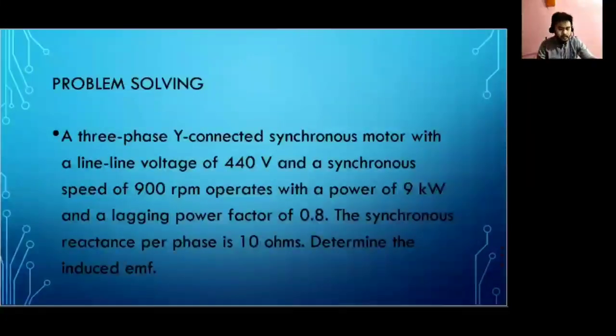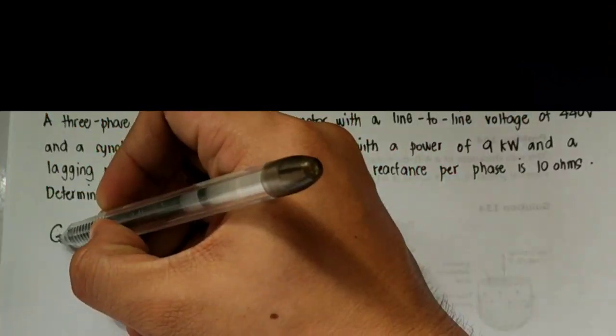Now we have a problem solving. Okay, let's try this. A three-phase Y-connected synchronous motor with a line-to-line voltage of 440 volts and a synchronous speed of 900 RPM operates with a power of 9 kilowatts and a lagging power factor of 0.8. The synchronous reactance per phase is 10 ohms. Determine the induced EMF.